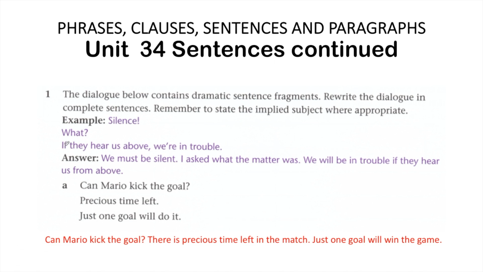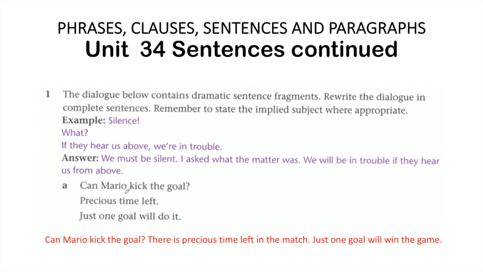Silence. What? If they hear us above, we're in trouble. Now, if that was spoken text, that would make perfect sense. However, if we're trying to write in some kind of narrative form, then it's difficult to understand. So it should be written like this. We must be silent. I asked what the matter was. We will be in trouble if they hear us from above. So you can see there's lots of extra detail that's been added to those sentences to make sure they contain all of the parts required.